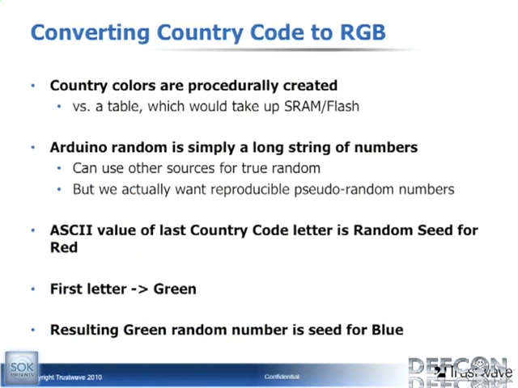This is something I did. This was my contribution, where I had the problem that I only have 32K flash and 2K SRAM. I didn't want to store a big static table in memory to convert country codes to RGB values. You're going to see why this is important in a minute.